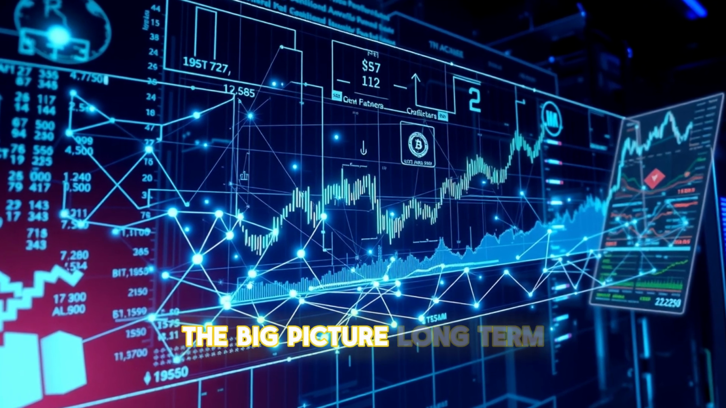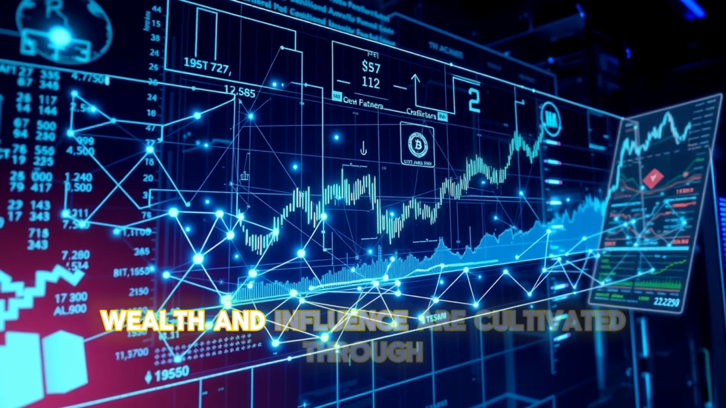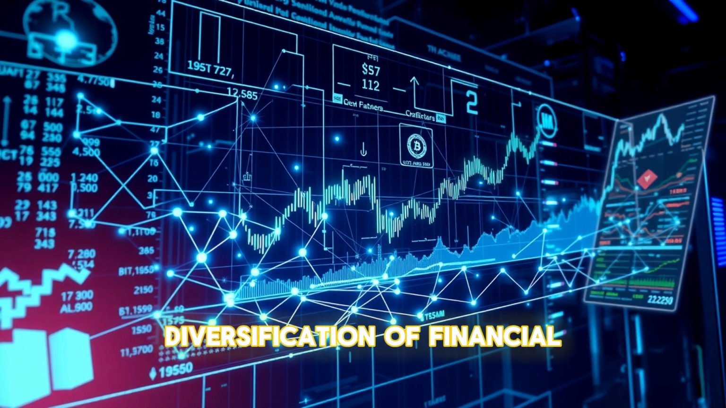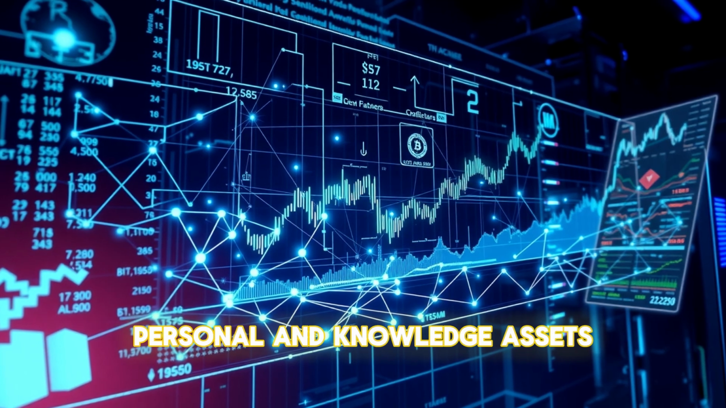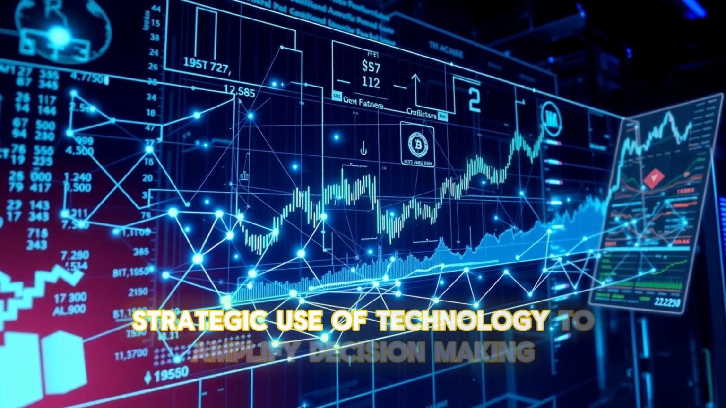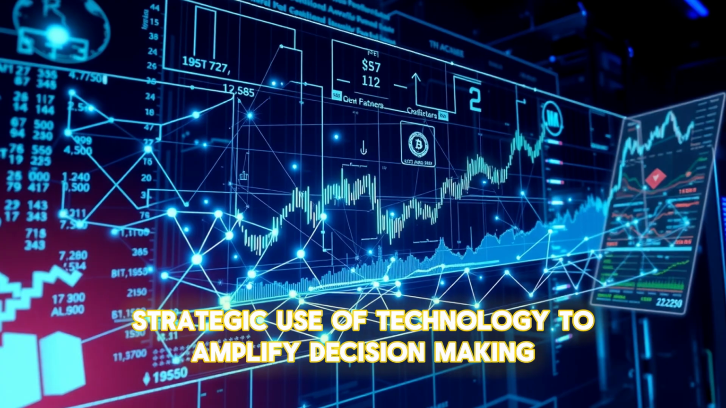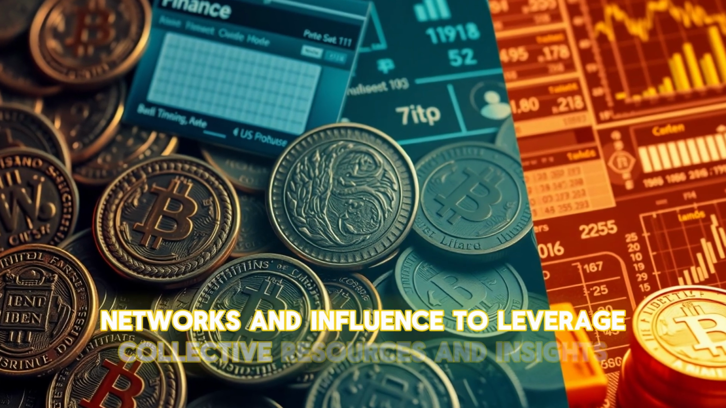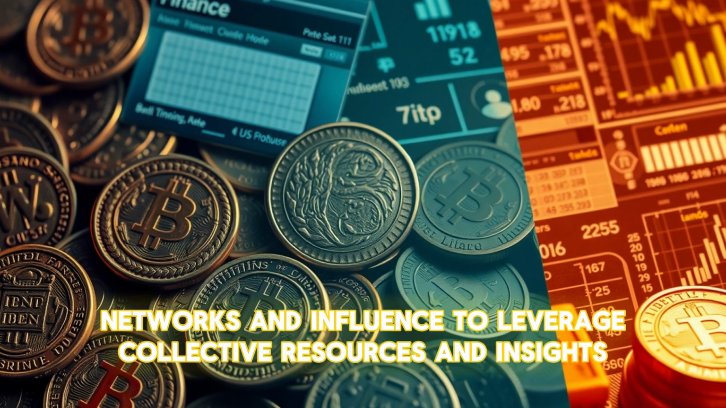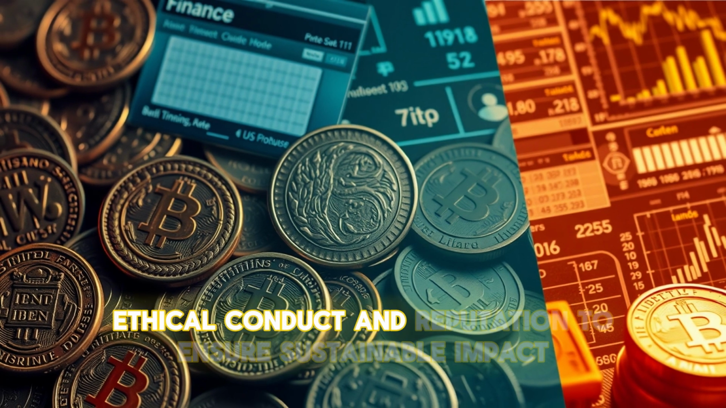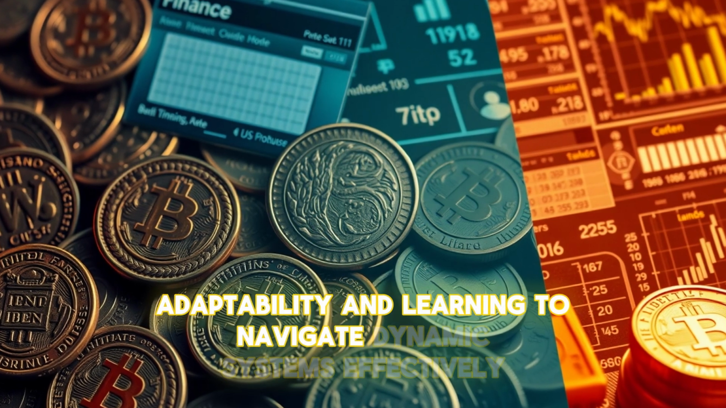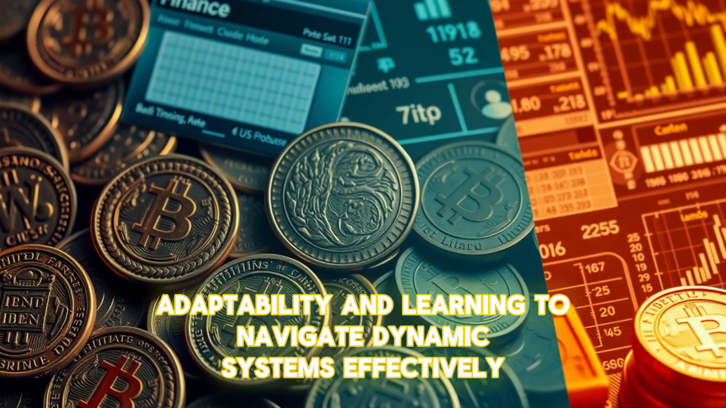The big picture. Long-term wealth and influence are cultivated through diversification of financial, personal, and knowledge assets, strategic use of technology to amplify decision-making and opportunities, networks and influence to leverage collective resources and insights, ethical conduct and reputation to ensure sustainable impact, adaptability and learning to navigate dynamic systems effectively.